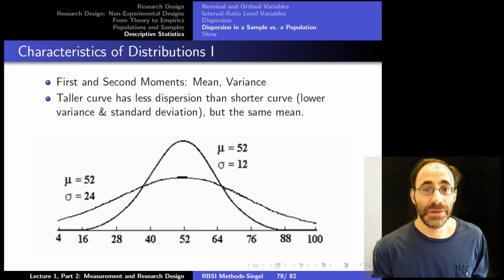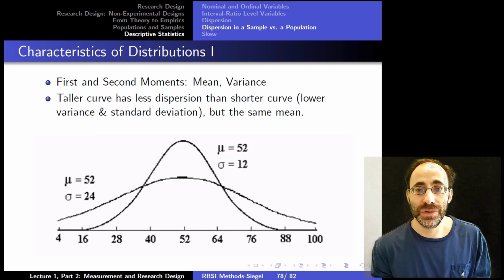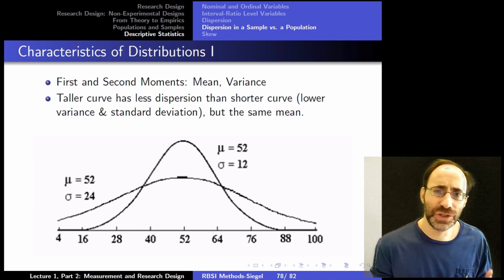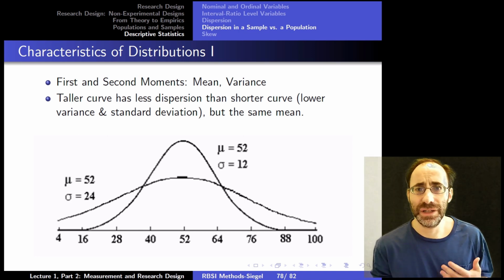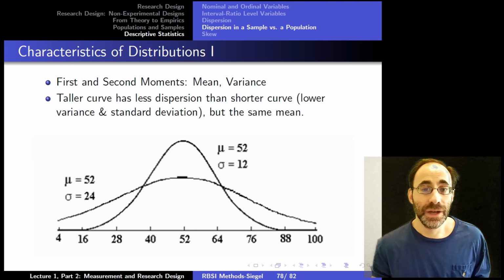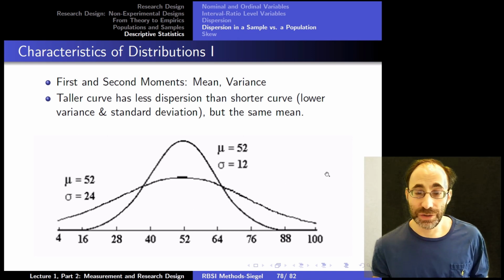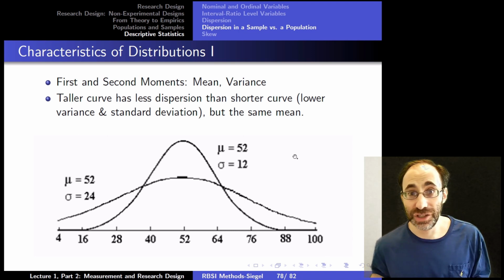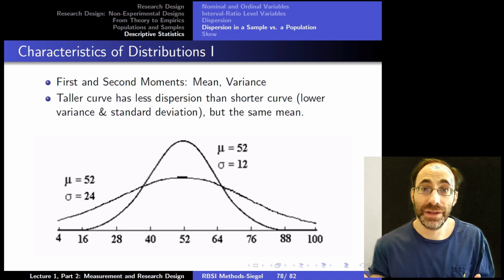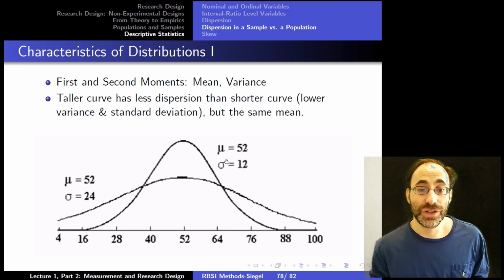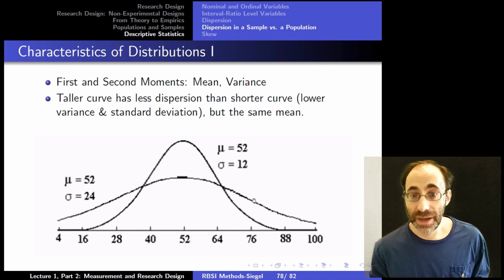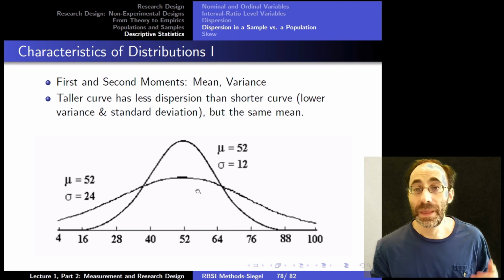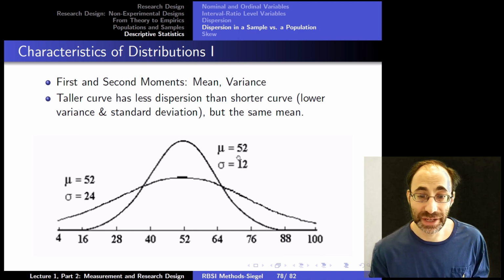Okay, so let's conclude this module with some pictures of distributions to give you, hopefully, a better sense of what all these words and calculations mean. So here are two different bell curves, two different normal distributions. In both cases, we've listed the first and second moments of the population associated with that distribution. So the taller curve has a lesser dispersion than the shorter curve, but the exact same mean. In both cases, the mean here is 52.